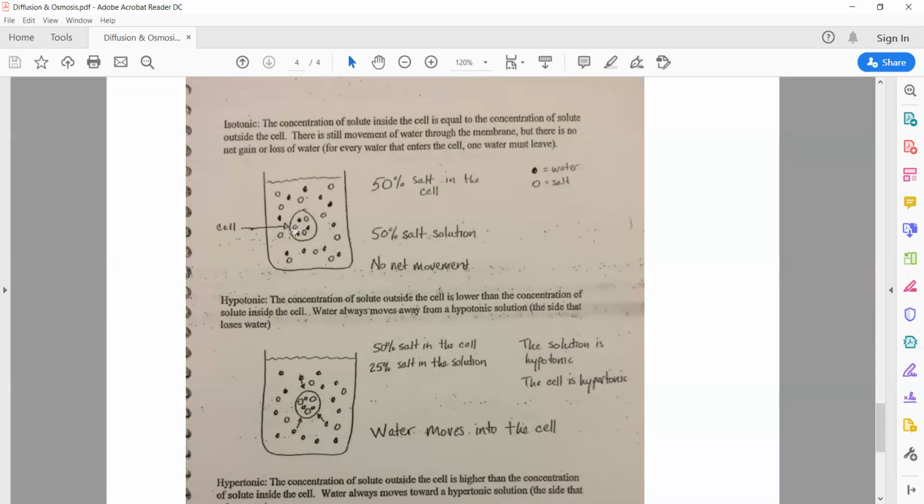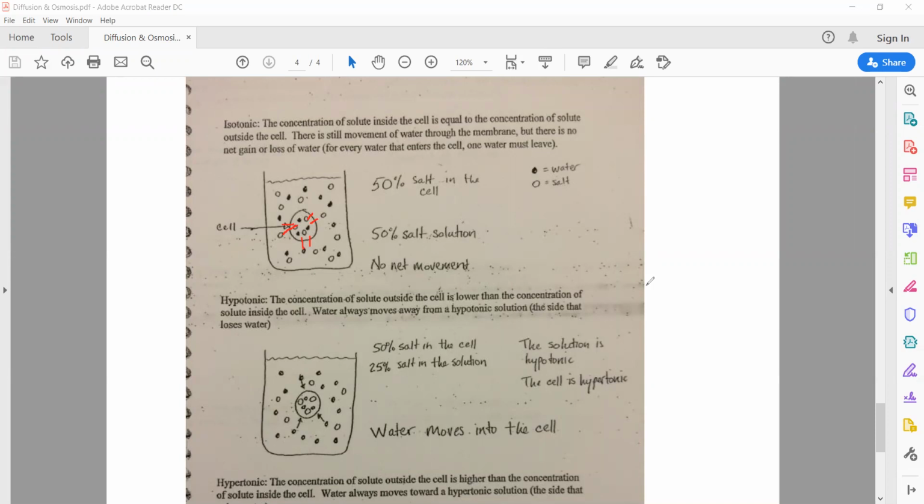And in this, you can see that it says your concentration of salt inside the cell is 50%, and your concentration of salt outside the cell is 50%. So they're equal. So this would be isotonic. So it's asking which direction would the water move. So in this one, you can put a little equal sign right here. That means that there is equal movement inside and outside of the cell, meaning that there's no net movement across that membrane.